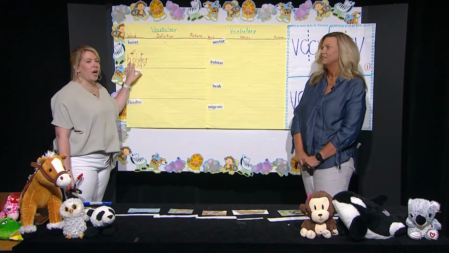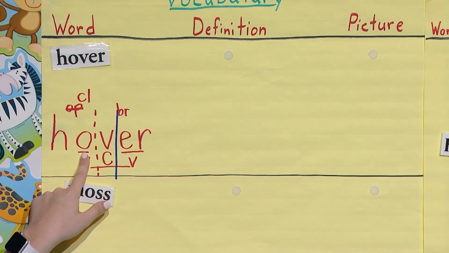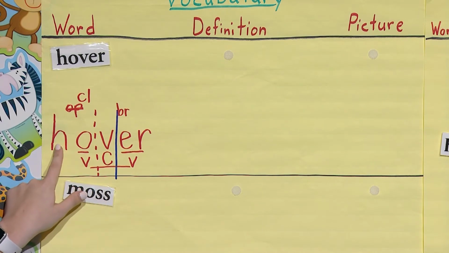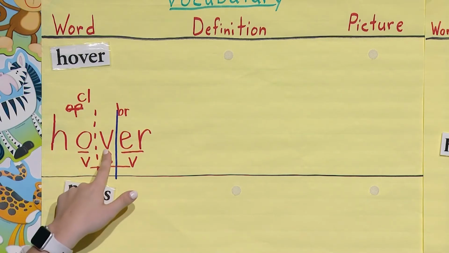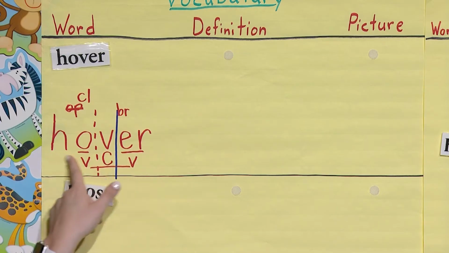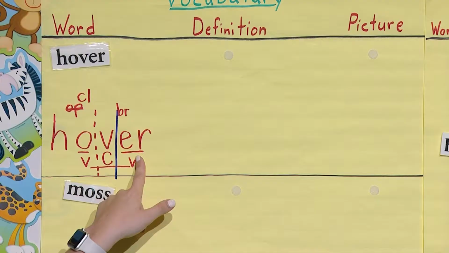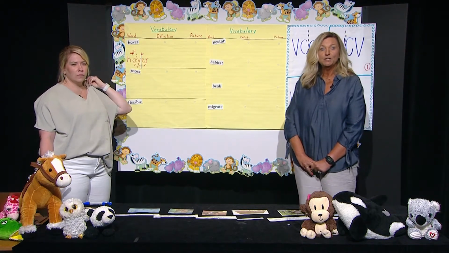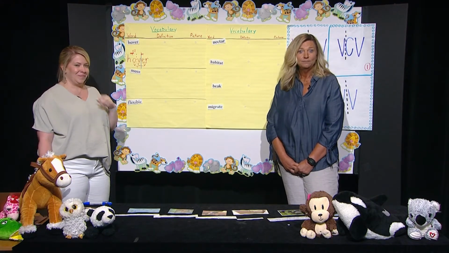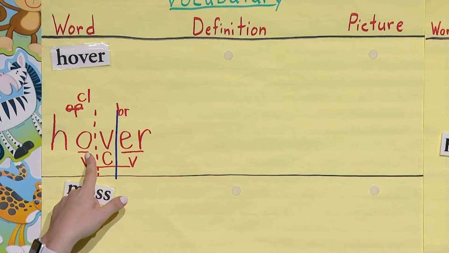Okay, let's try to blend together. Remember, this is going to make a short sound. Of, hov, hover. Boys and girls, will each sound still be the same when we blend the word? That's right. Our vowel sound will now be short instead of long because it is closed in by a consonant.